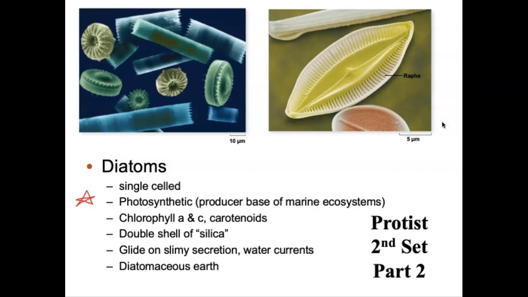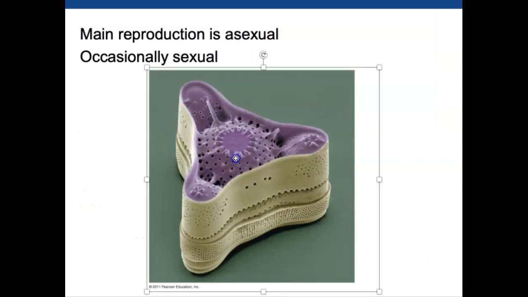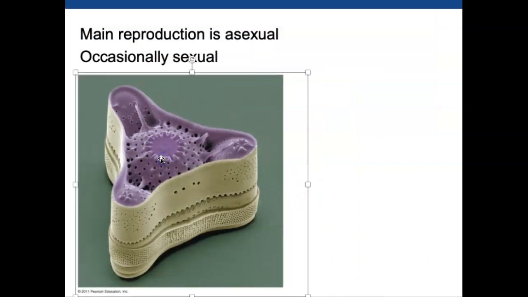All right, so big general features of the diatoms. All single-celled, photosynthetic, producer base of the marine ecosystem. Very important group when we talk about marine ecology. If diatoms crash, your food chain crashes. It's a big issue. Reproduction is primarily through asexual reproduction. They just split themselves in half.